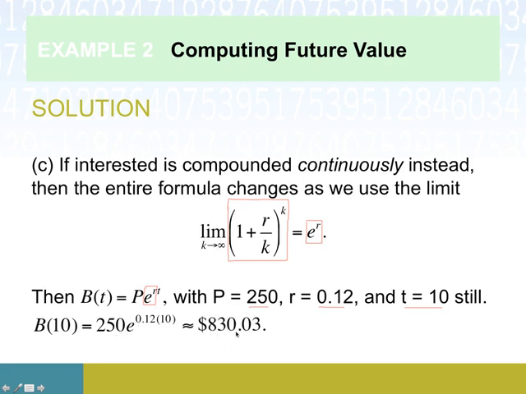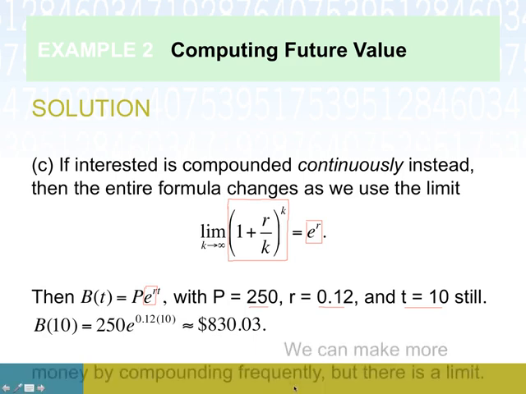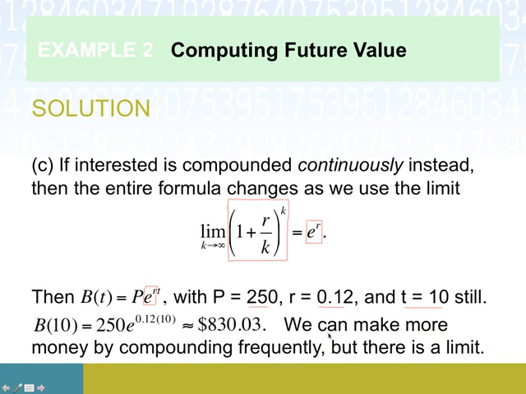And so what we see is not terribly impressive: 830 bucks, whereas we were making $829 and I think 87 cents when we compounded daily. So moving to infinitely many compoundings got us not quite 30 more cents. So the moral there is, sure, we can make more money, but this is the cap. This is the best that we can do with a 12% interest rate, just based on changing how frequently we compound.